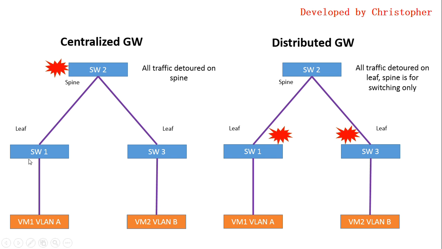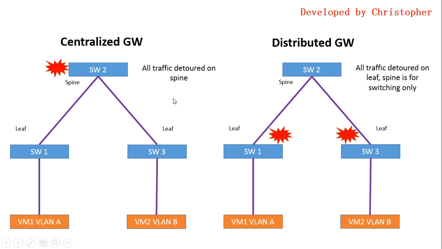And then for the server switch, for the leaf here, the server switch is 4U high, which is top of rack and is also called TOR. So now let's go back to the centralized gateway and distributed gateway.